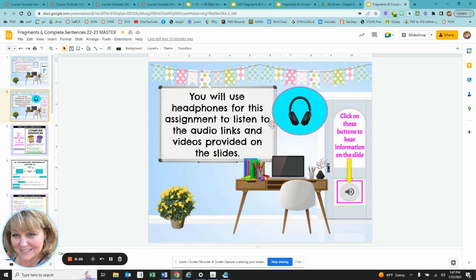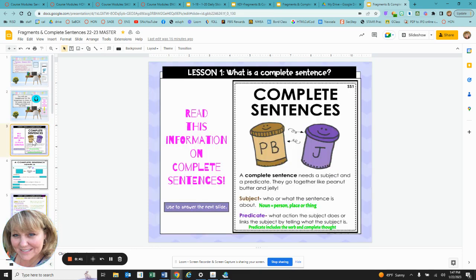Now, you will need headphones for this assignment due to so many of the audios being available. So you will listen to audio links and the videos provided on the slides. So click on the buttons you hear. When you see one of these audio buttons, you're going to click on it in order to hear information about that slide. So to get started, they're kind of divided into different lessons.